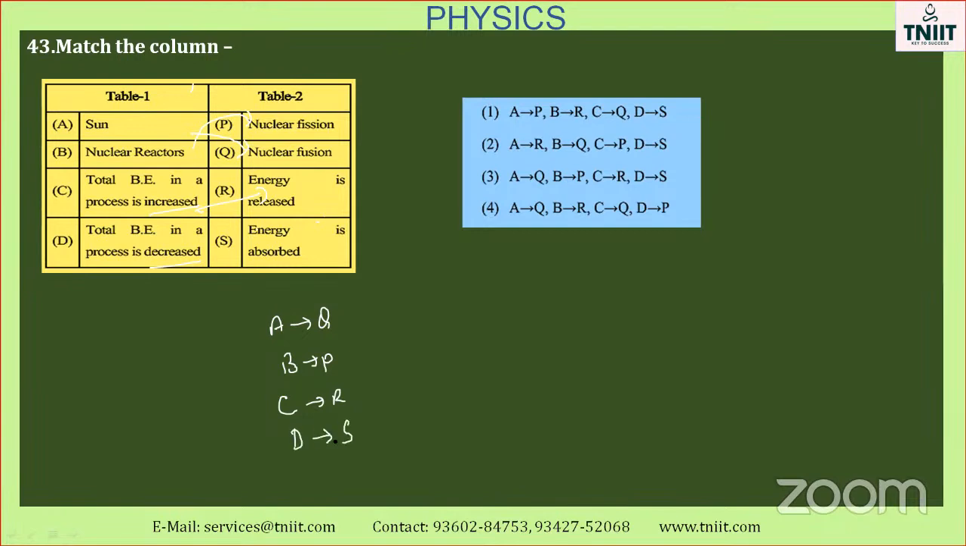A is related to Q. B is related to P. C is related to R. D is related to S. So this is going to be matched with option 3. So option 3 is the right answer. A related to Q, B related to P, C related to R, D related to S.